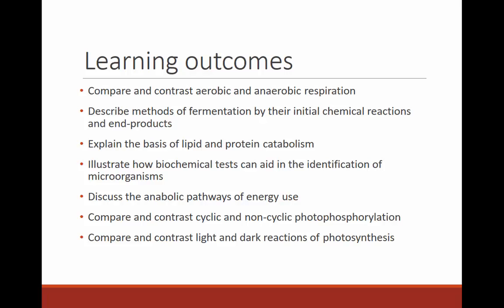We're going to look at fermentation. So everyone's probably had yogurt in their life, or cheese, or wine or beer. So you'll see what the end product of fermentation is like. We're going to look at lipid and protein catabolism, so the breakdown of those, and just use some identification tests to show how they're utilised. Look at some of the other pathways and compare and contrast. So it's basically looking at the different pathways and comparing them.